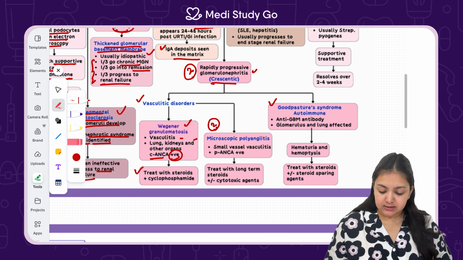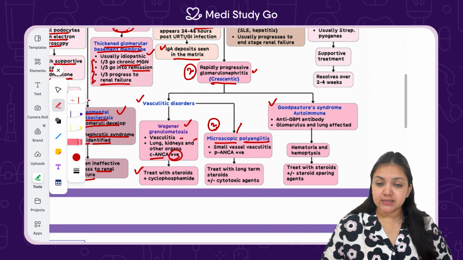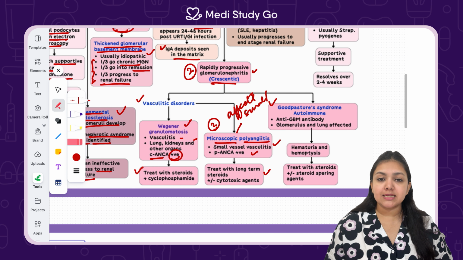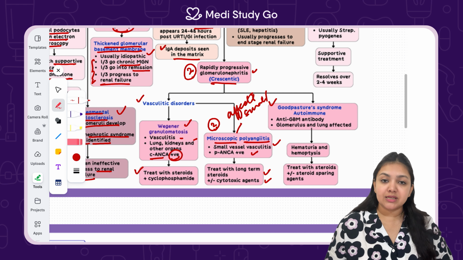Second vasculitis disease can be microscopic polyangiitis, which, as the term suggests, is microscopic and affects smaller blood vessels. So small vessel vasculitis is present, where p-ANCA is also positive. It is treated with long-term steroids, and some cytotoxic agents may also be required because they decrease the cell growth which is happening in the vessels.